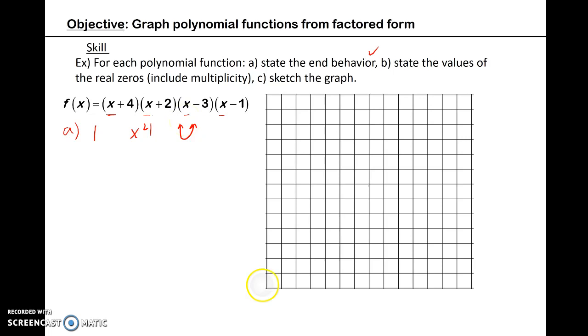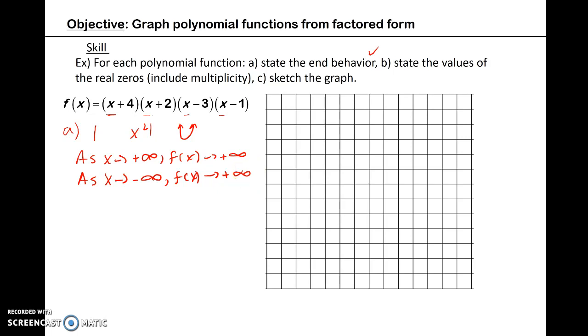So therefore our end behavior is going to be, as x goes to positive infinity, our function is going to positive infinity, and with quartic functions the same thing happens on both ends. So as x goes to negative infinity, f of x goes to positive infinity. Okay, so we did part A.